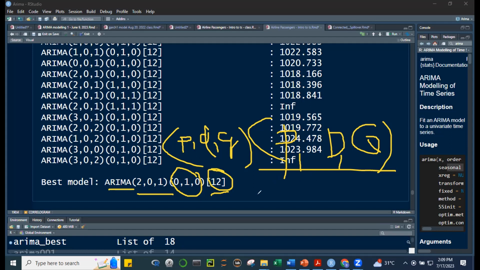So, R is telling us that our best model is an ARIMA 201 010 12. No? Ibig sabihin, i-difference pa. Ayan, no? I-difference pa siya ng lag 12 kasi sa seasonality na 12. Okay. Sige, gawin natin 'to, class, no? Let's do this.